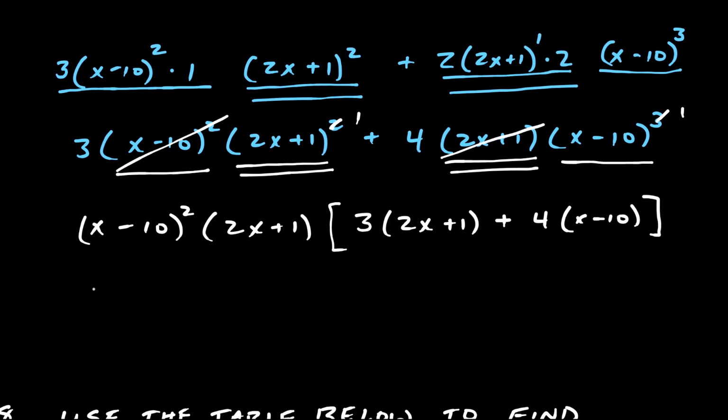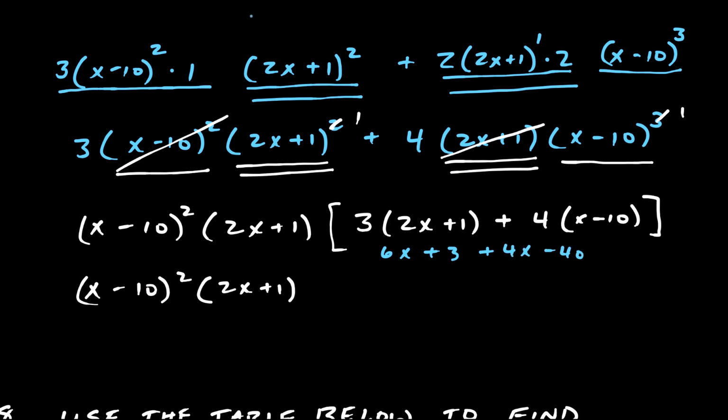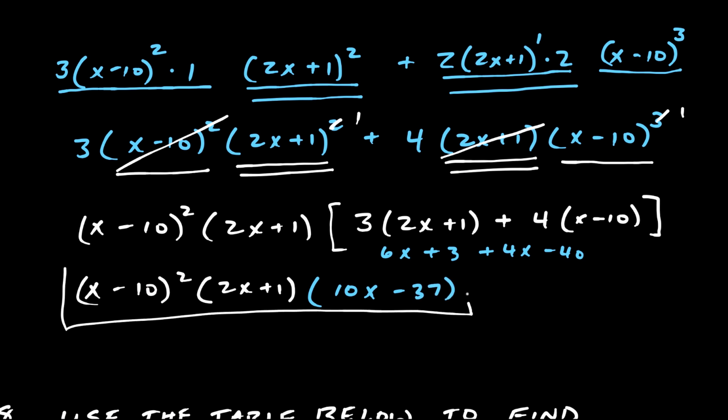Simplifying this a little bit more, we get x minus 10 squared, 2x plus 1. Now we got to do a little bit of algebra here, so let's do that underneath. So save a little space. We'd have 6x plus 3 plus 4x minus 40. So that will come down to 6x and 4x, leaving us with 10x, 3 minus 40, which is minus 37. So our final answer is here in factored form.